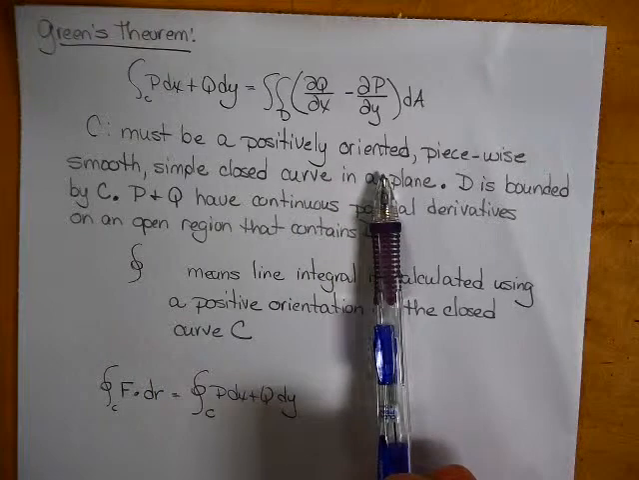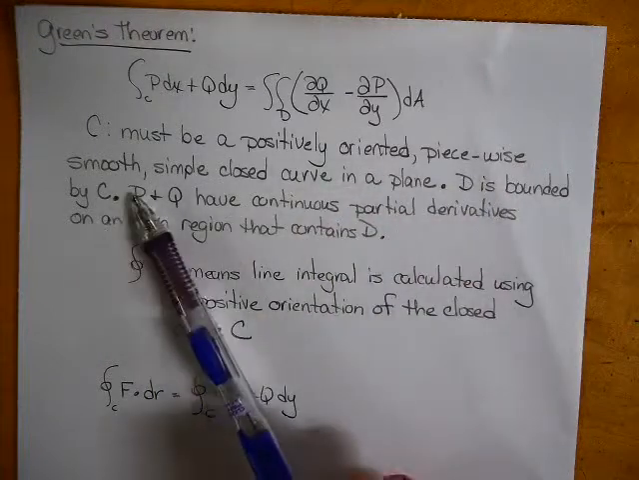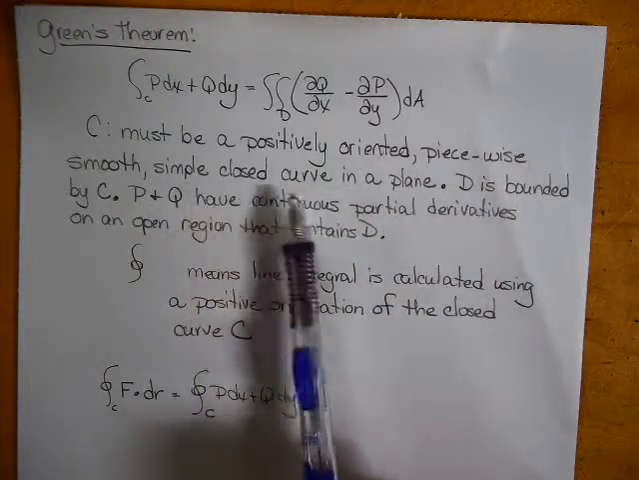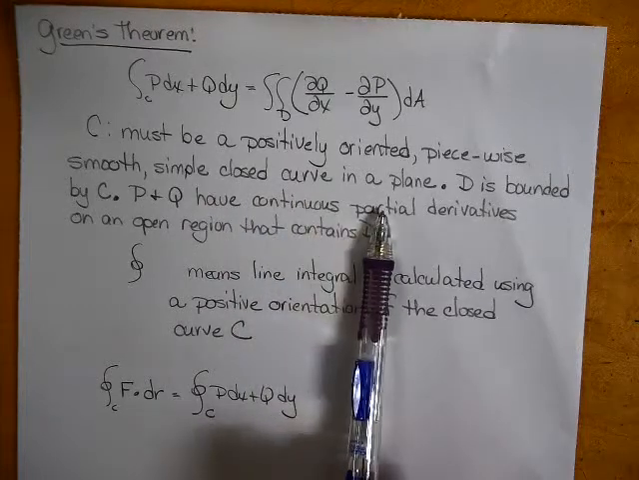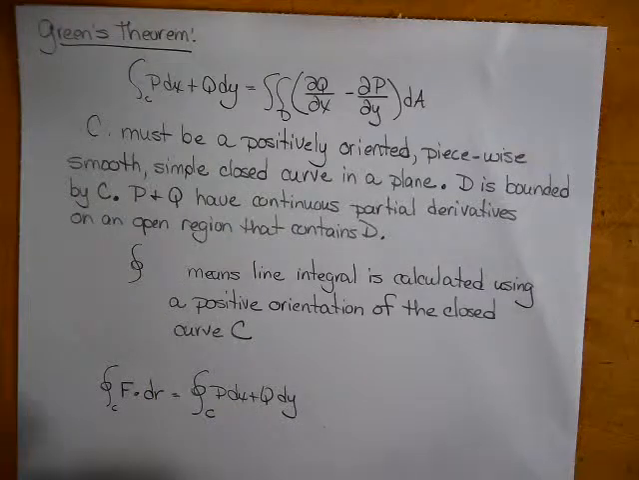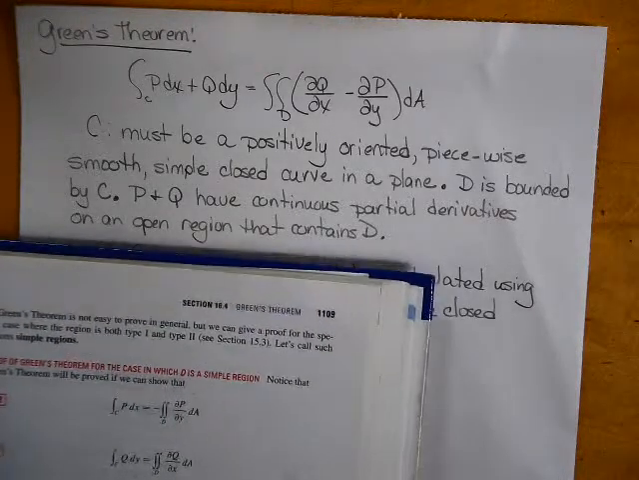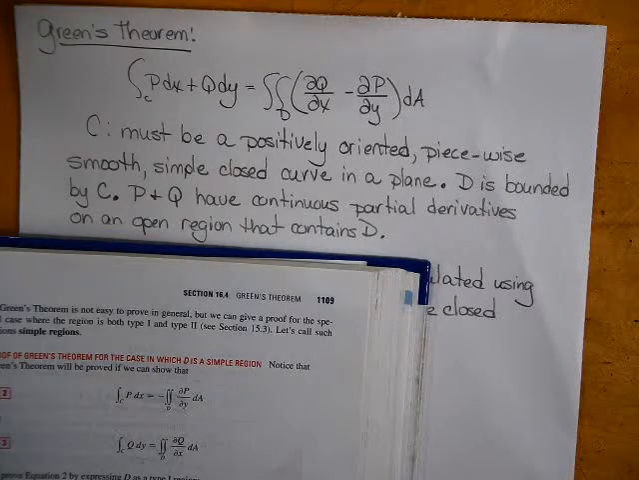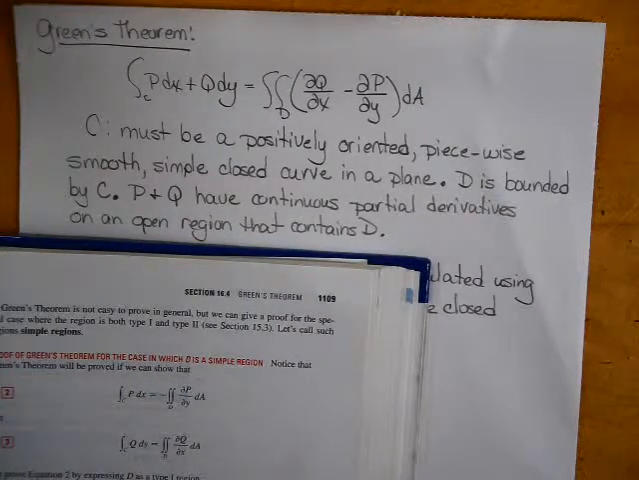It has got to be a positively oriented, piecewise smooth, simple, closed curve in a plane. It's a handful of words. And D is just what's enclosed by C. P and Q have to have continuous partial derivatives on that region. So I'm just going to go to the board right now, and I'll try to explain what a positively oriented, piecewise smooth, simple, closed curve is, as soon as you get all that written down.